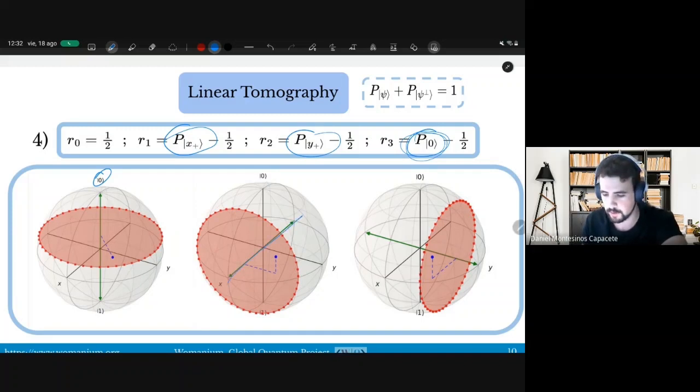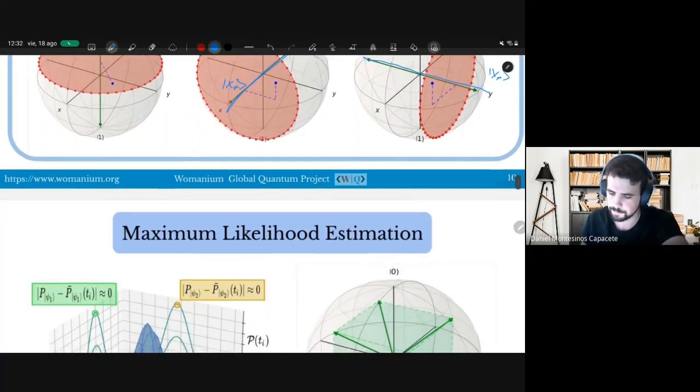This will be for the x plus and x minus, and this will be for the y plus, y minus state. So that's basically what we are doing in this case.